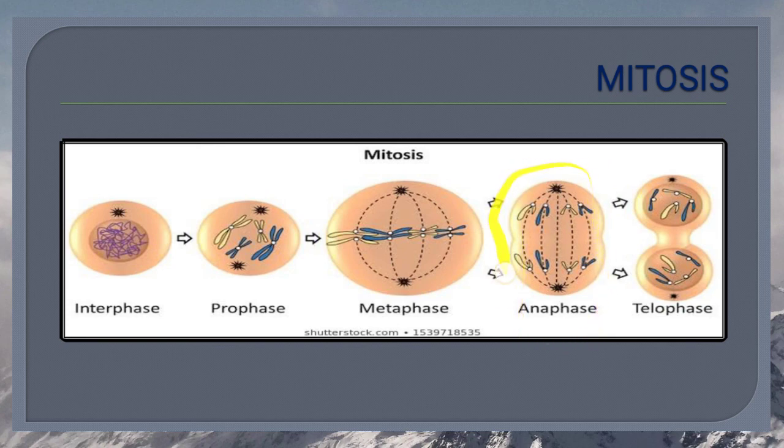Last stage telophase. Chromosomes reach either end of the cell, nuclear membrane forms again, and the cell body splits into two daughter cells. That is, cytokinesis takes place. At the end of mitosis, the cell produces two genetically identical daughter cells.